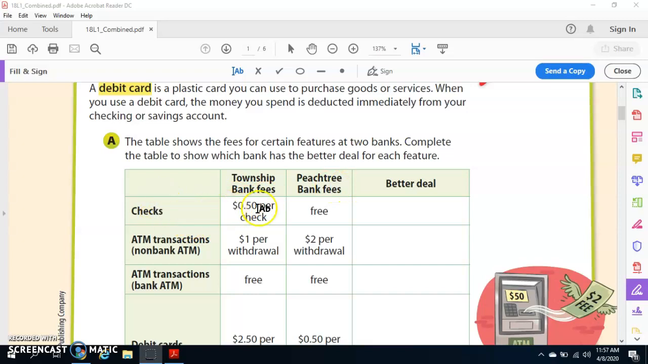So we're going to look at checks. Well, it's 50 cents per check that you write for Township, and for Peachtree, it is free. Which one do you think would be better? If you said Peachtree, you are correct.